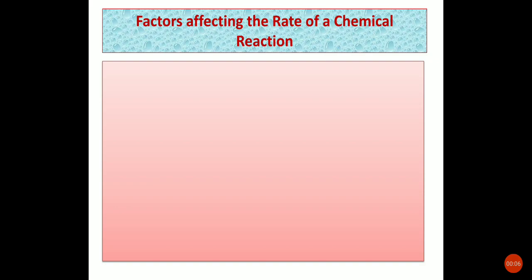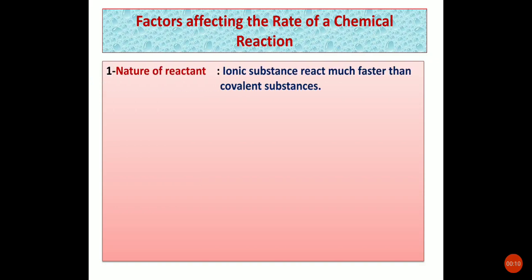Today we will discuss the factors affecting the rate of a chemical reaction. First one, nature of reactant. Ionic substances react much faster than covalent substances. So the reactivity or rate of ionic substances is faster.